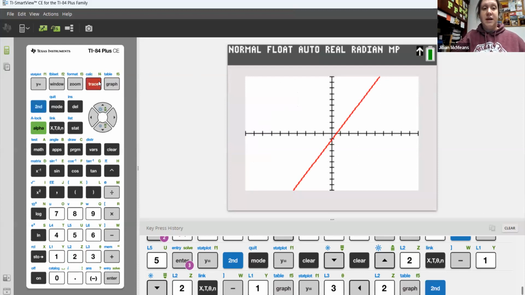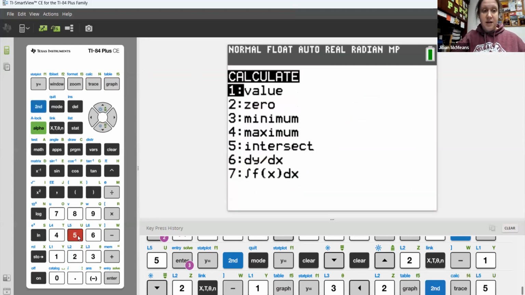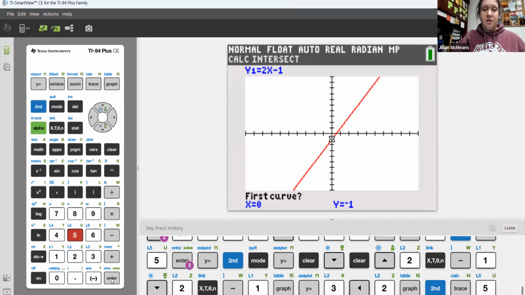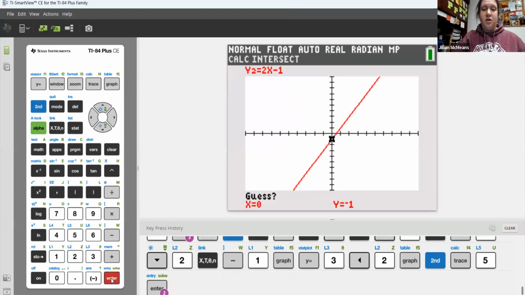All right, so if you do the second trace and then intersect, it's going to do the same thing. Are you on the first curve? Sure. Are we on the second curve? Sure. What's our guess? Intersection. It's going to give you one single point of intersection, but just know that's only one of infinitely many solutions. So be really careful. If you have two equations that graph the same line, that is one of the solutions, but there are actually infinitely many solutions. So every single point on the line, those two lines touch. So every single point on the line is a solution.